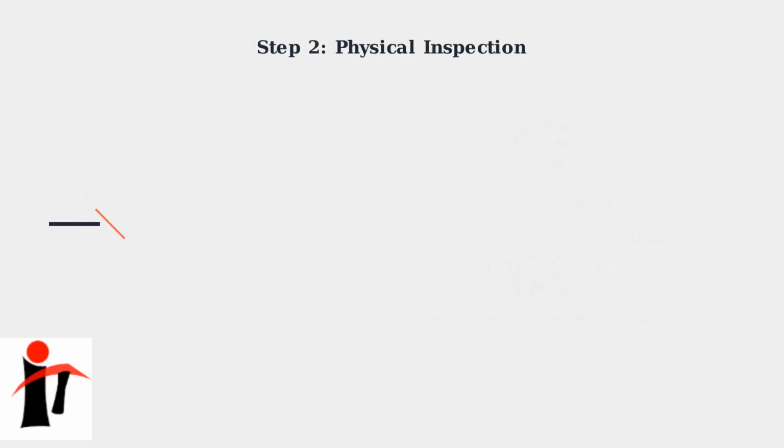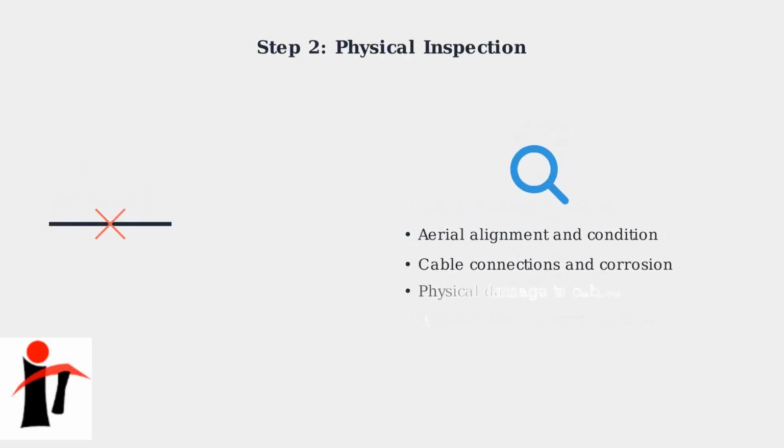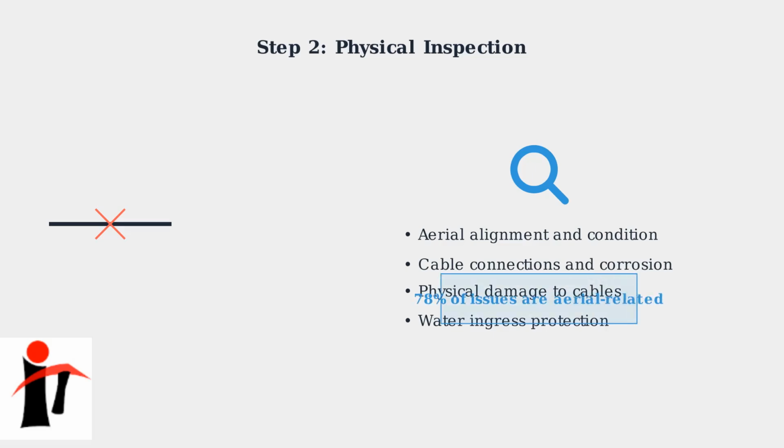Next, perform a thorough physical inspection of your aerial system. Check your aerial alignment and condition, and carefully examine all coaxial cable connections for signs of corrosion or damage. Remember that 78% of signal problems are actually related to aerial system degradation rather than equipment faults. A thorough physical inspection often reveals the root cause.